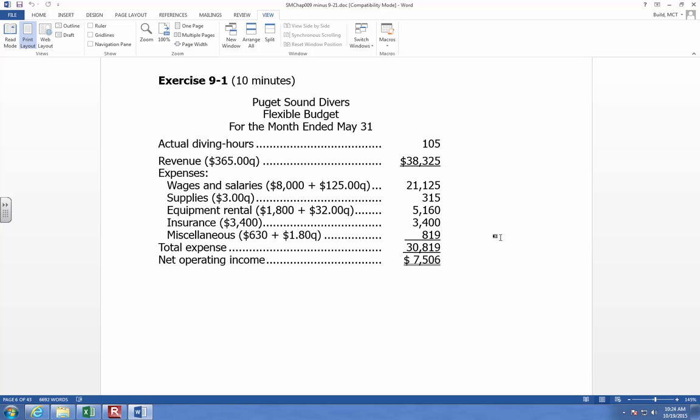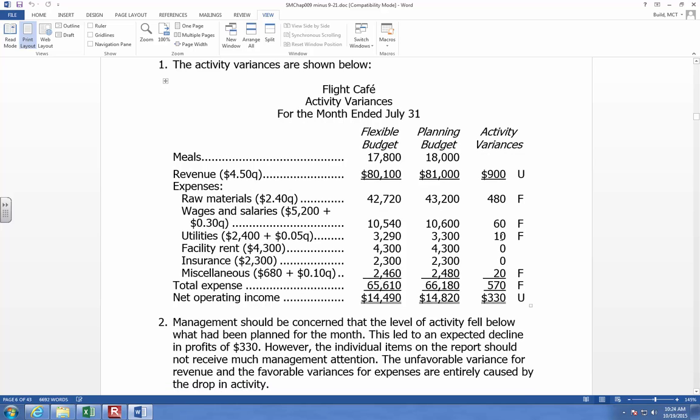Can you define an activity variance for me again? What is that? It's only attributable to what? Difference in activity drivers, exactly. Does it have anything to do with cost control or revenue generation? Nope, it simply says that by the sheer number, you sold 200 fewer meals, here's what happens. So as you would expect, their net operating income is unfavorable.